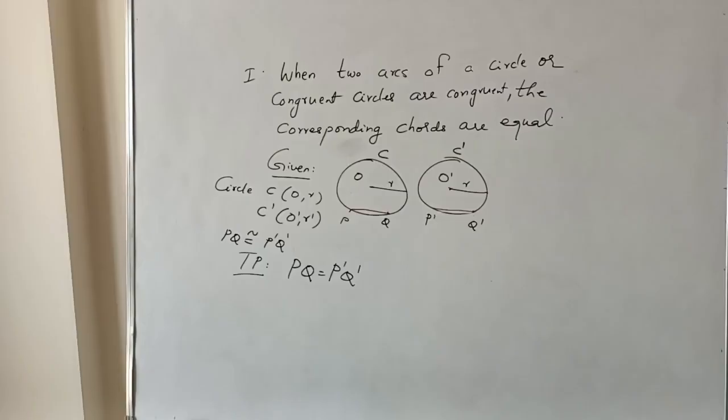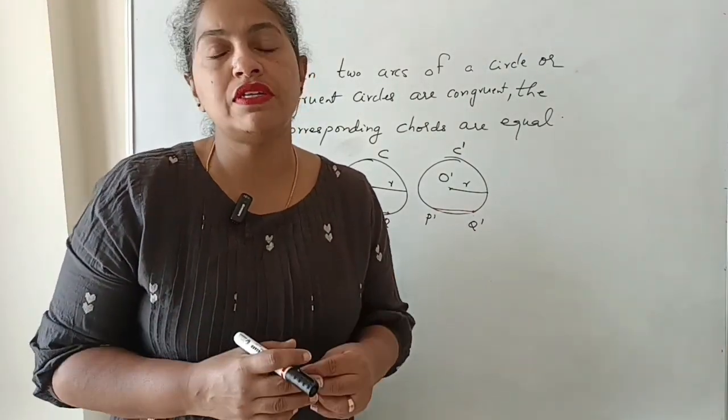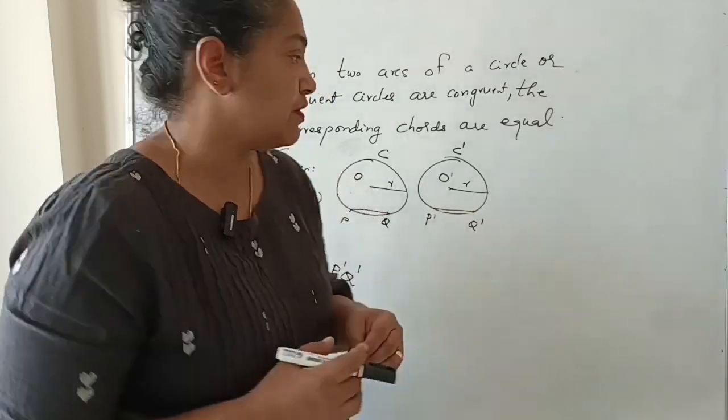Okay. Here is the first theorem for today. When 2 arcs of a circle or congruent circles are congruent, the corresponding chords are equal. So we are dealing with either a single circle in which 2 arcs are congruent, or we are dealing with 2 congruent circles whose 2 arcs are congruent.